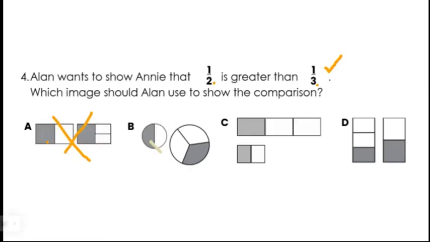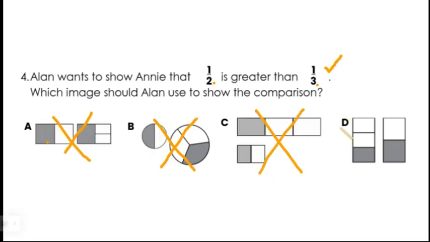Now, B, even though they partitioned each whole equally, the wholes aren't equal. We can't compare 2 wholes that are not the same size. If these circles were the exact same size, then I could use them. But because they're not, this would not be a correct way to show. Okay? Now C, again, it's very similar to this B. There are 3 equal parts for the 1/3, and there are 2 equal parts for the 1/2, but the wholes are not the same size, so you cannot compare those.